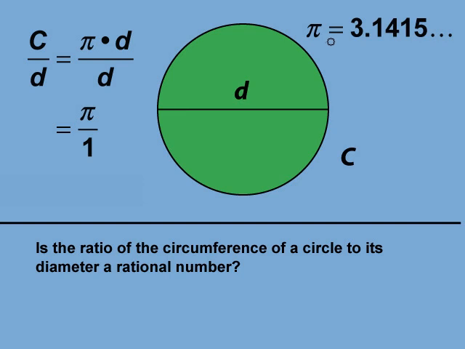Here is pi to the 10,000th place, but its decimal values extend to infinity. So the ratio of c over d simplifies to pi, which is irrational. So this ratio can never be rational.